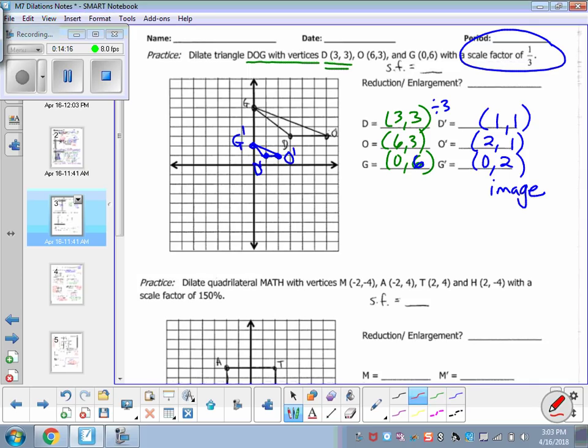And for this one, one of the only ways we can really check by verifying is that side DO is currently 3 units long, and D prime O prime is 1 unit long, and that does check out that it's 1/3 the size. Okay? So here we can in fact see that we have a reduction with a scale factor of 1/3.